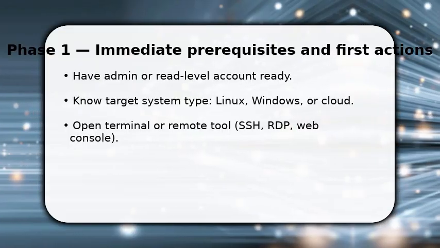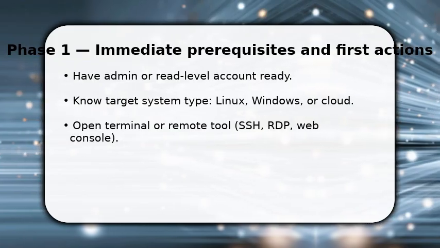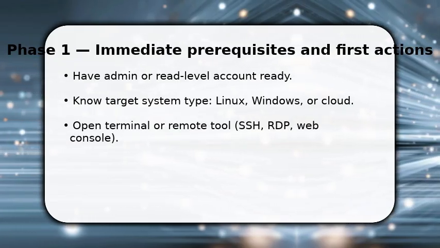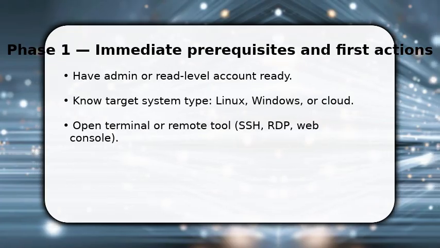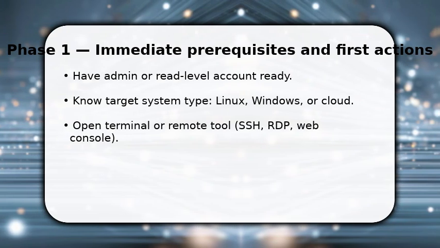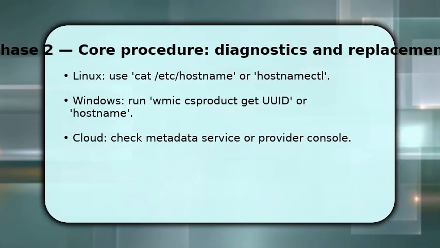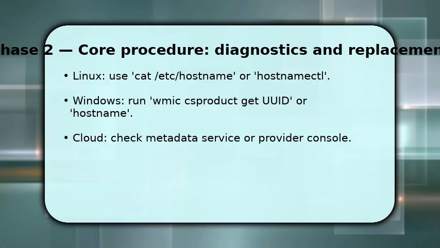Open your terminal or remote tool now: SSH for Linux, RDP for Windows, or the Cloud Provider Console for Cloud VMs. You do this to avoid delays and to ensure commands you run will return the server ID without extra troubleshooting. Next, execute the exact command for the environment so you get the canonical server ID.